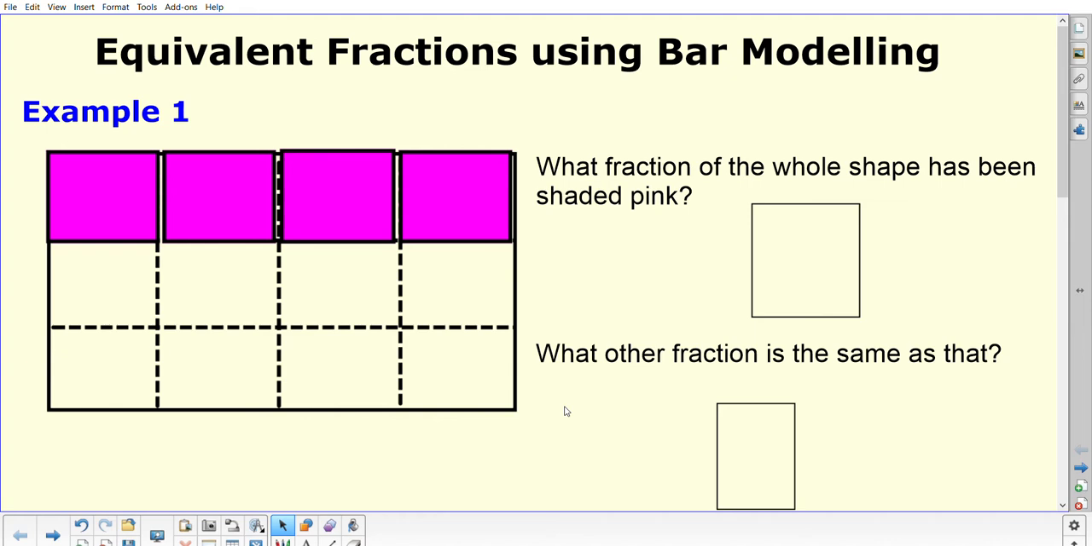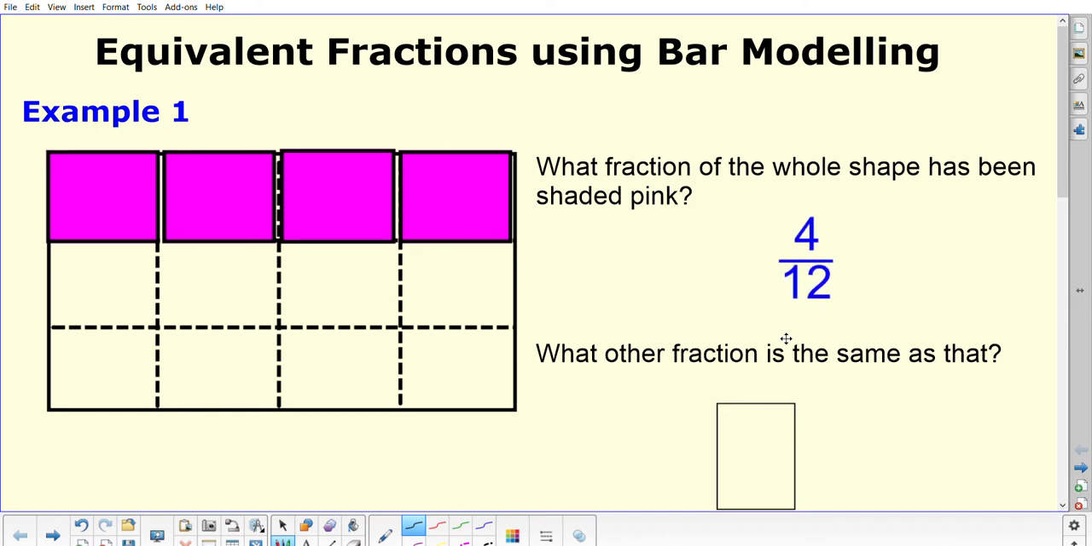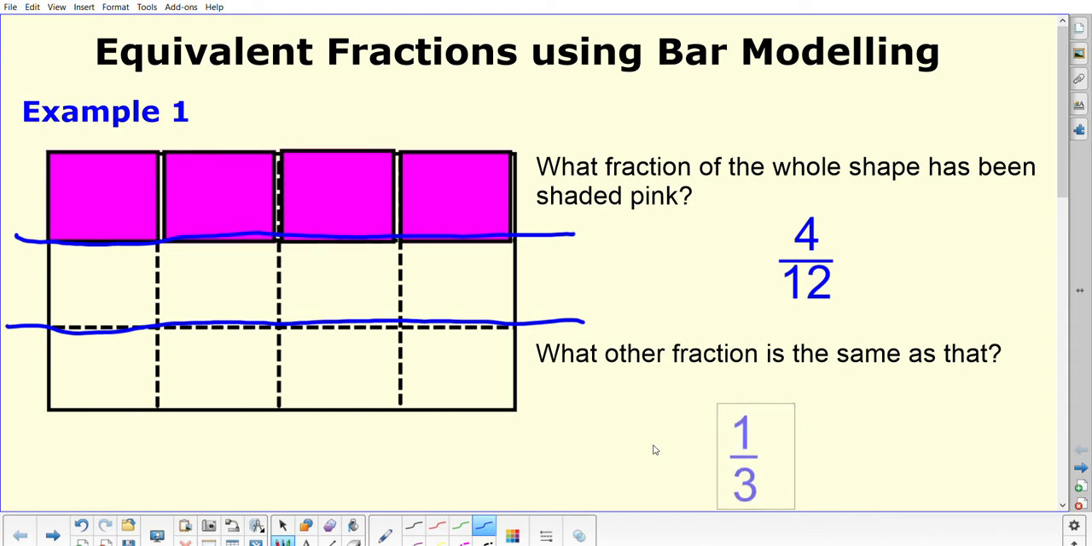So in this first example, what fraction of the whole shape has been shaded pink? Hopefully you're able to see that we've got 12 equal parts in this picture. So if we've got 4 of them shaded in, then clearly we've got 4 bits out of 12, so 4/12 shaded. That is also, if you think about it, the same. If we drew in a line across here, another line across here, that would be exactly the same thing as saying that we would be having 1/3 of that picture, because we can divide it up into 3 strips of 4, so each bit would be referred to as a third.